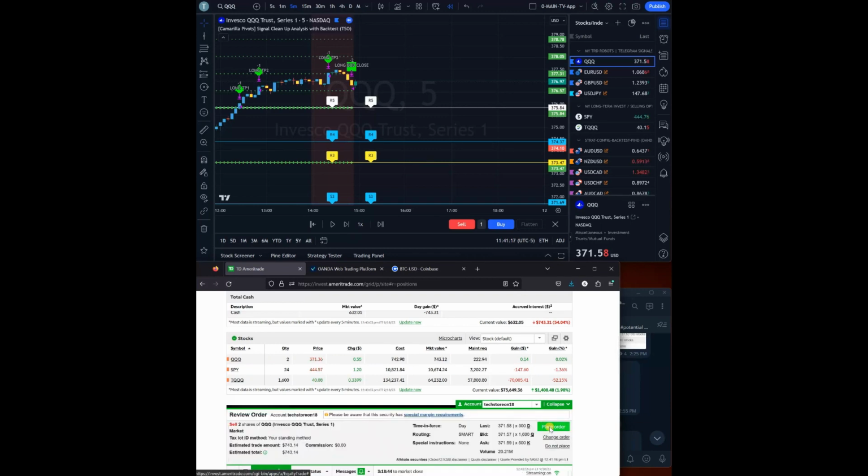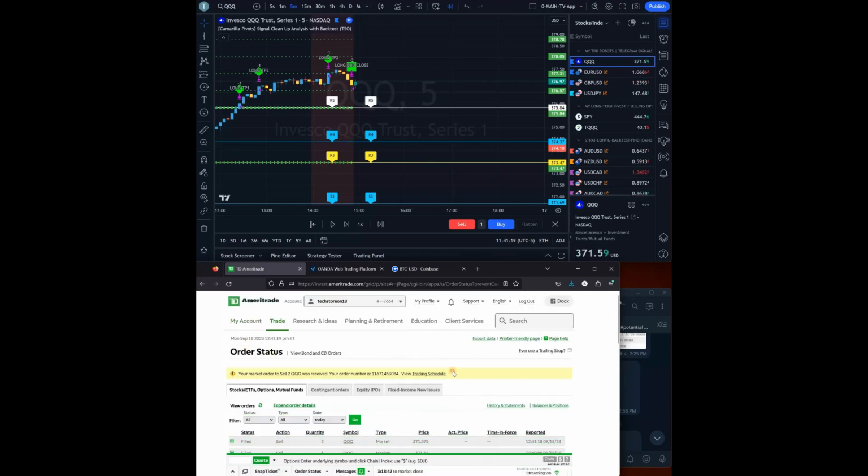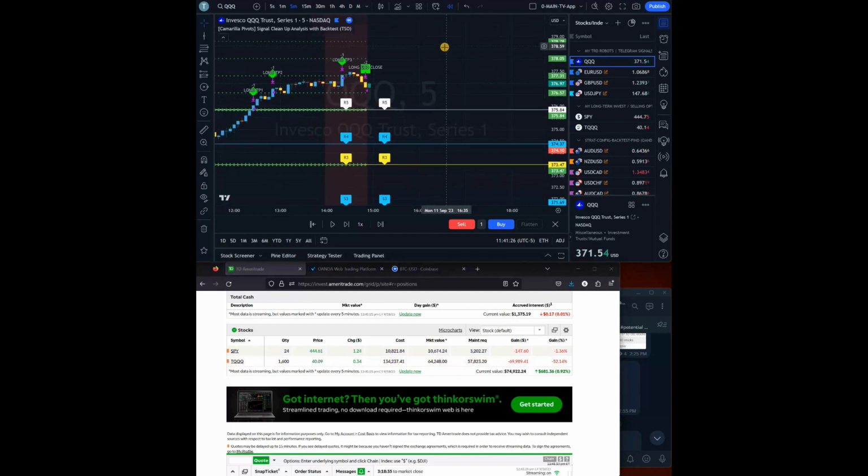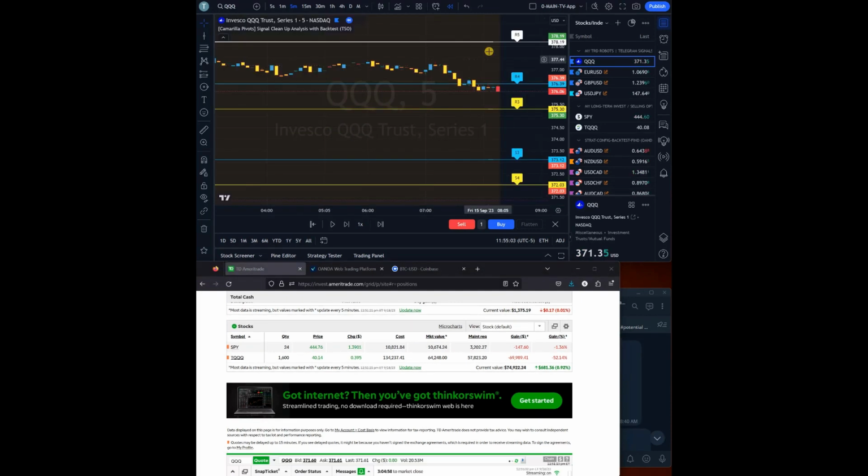Let's review the order. Let's sell it. Let's make sure it's gone. There it is. There you go. This was a long QQQ trade example. So now let's do a short trade demonstration. I just moved it to a different date. It's September 15th. Let's let it run.